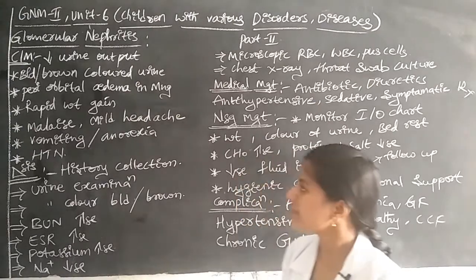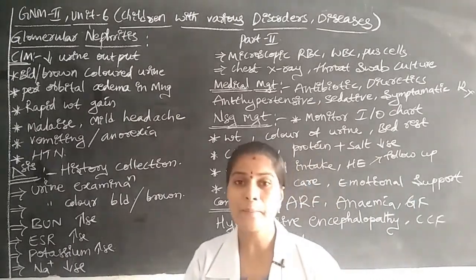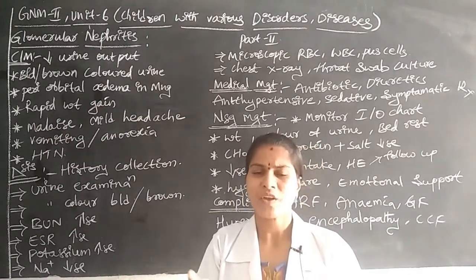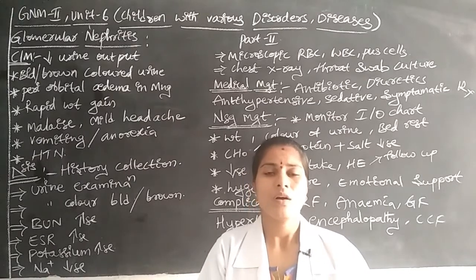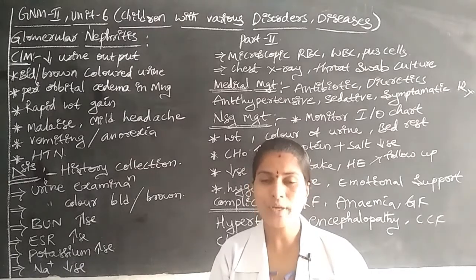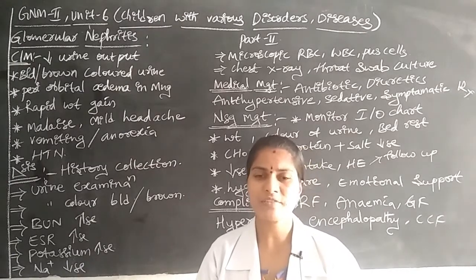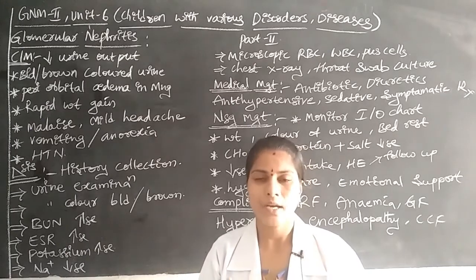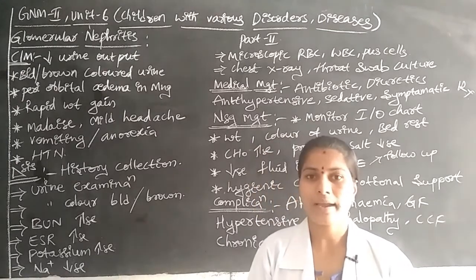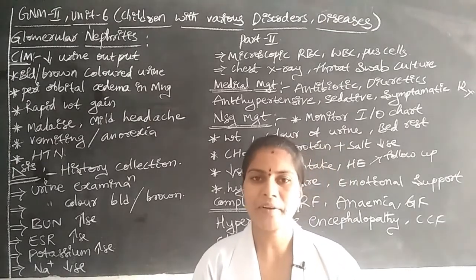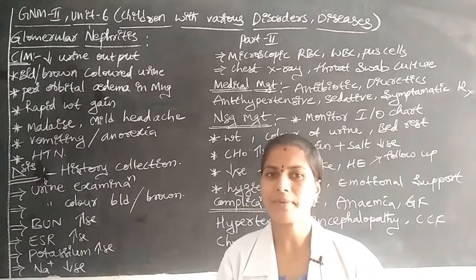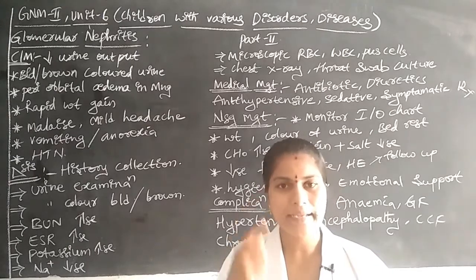Next, the child has rapid weight gain, an increase in weight within a short period. Why? Because the body cannot excrete waste products and waste fluid. The fluid cannot be excreted from the body, and all the fluid is retained. That's why the child has excessive or rapid weight gain. Next, the child has common symptoms like malaise or mild headache.